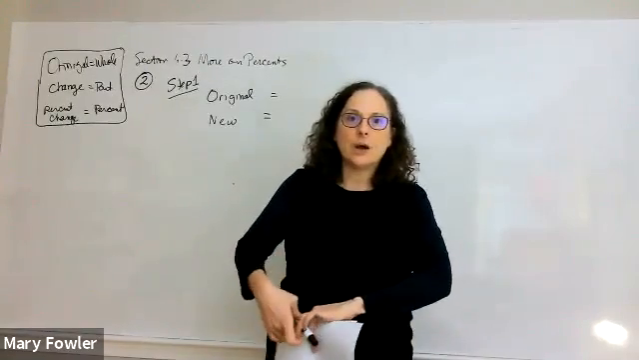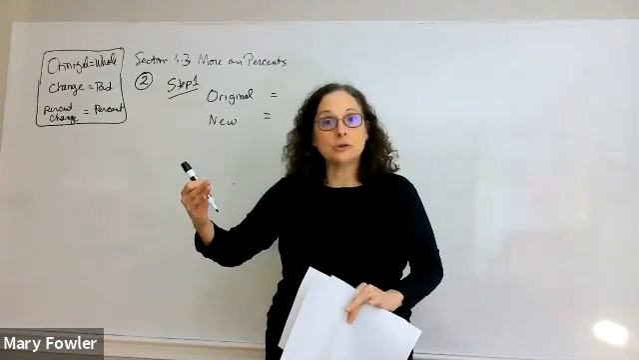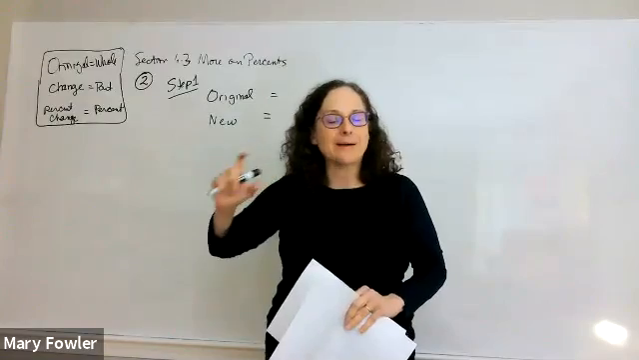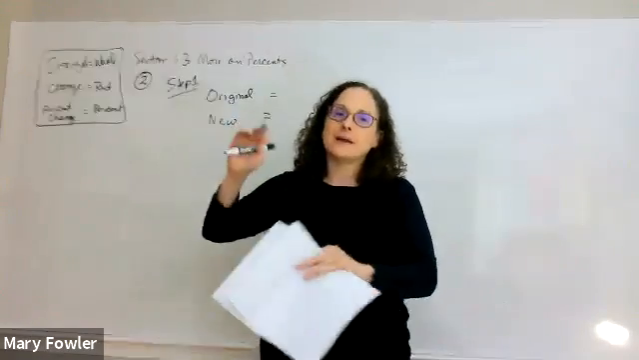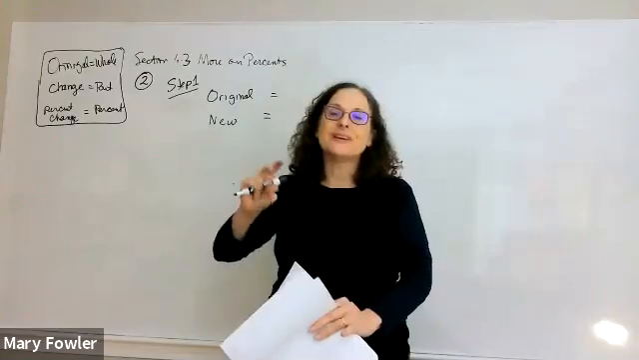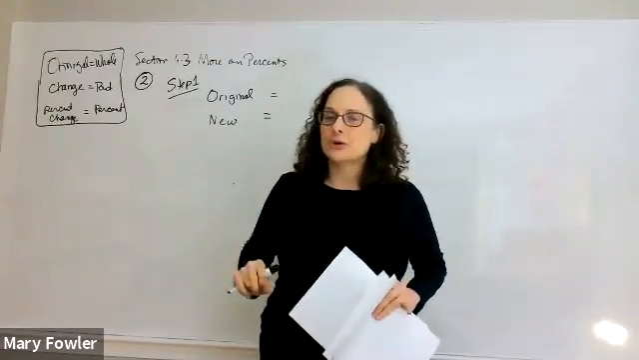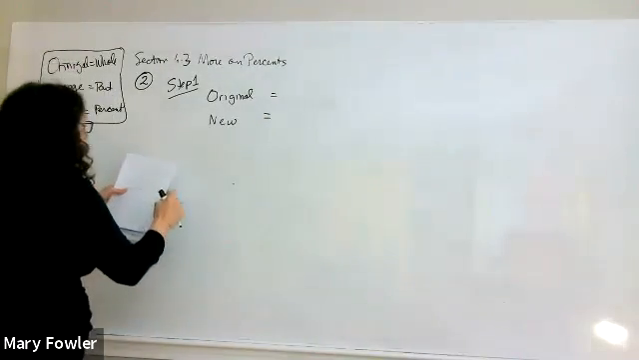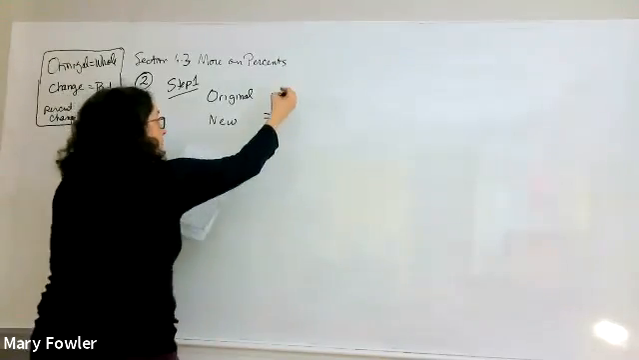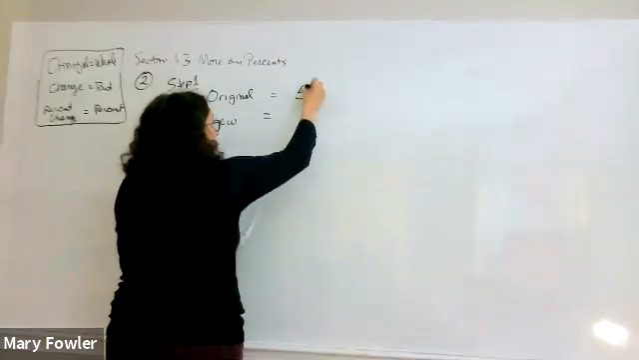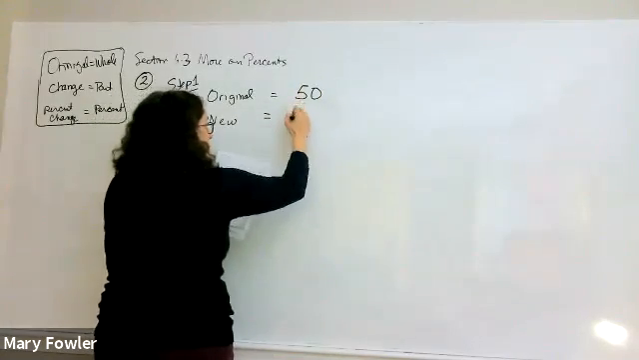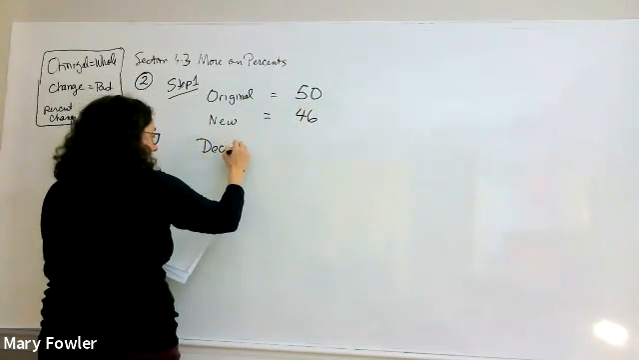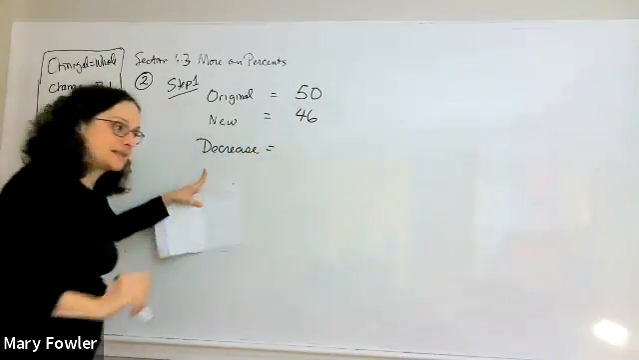So let's look at the original cost and then the new cost, and we're going to find the amount of the decrease. That'll be step 1, and then step 2 is to find the percent associated with that amount. So the original price of the phone service was $50, and they got some new service, and now it costs about $46. And we're asked to find the percent of the decrease.